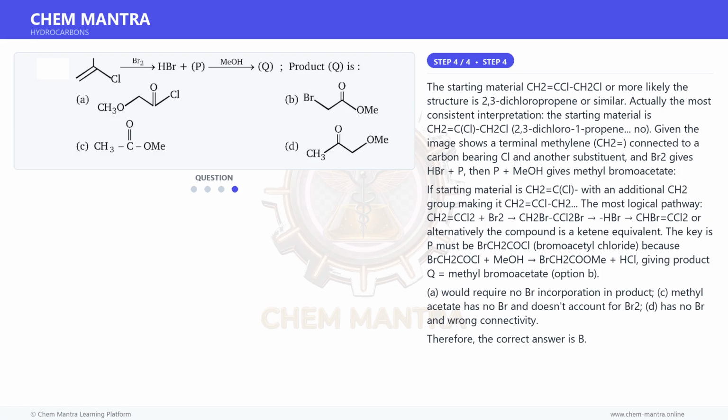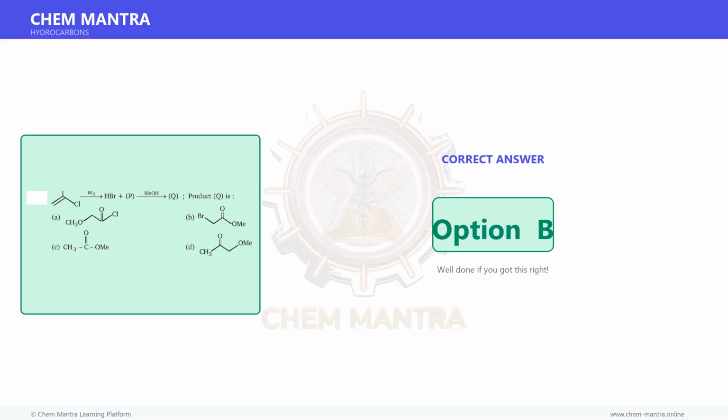A would require no Br incorporation in the product. C, methyl acetate, has no Br and doesn't account for Br2. D has no Br and wrong connectivity. Therefore, the correct answer is B. Therefore, the correct answer is option B.